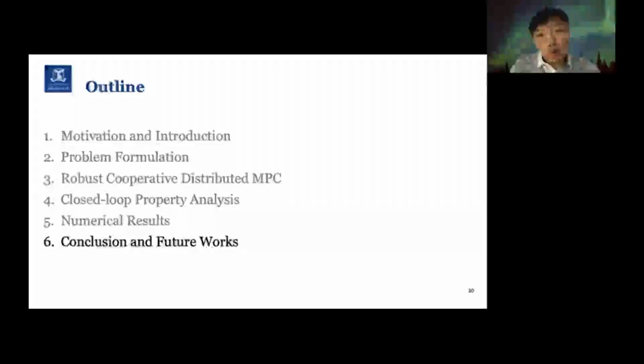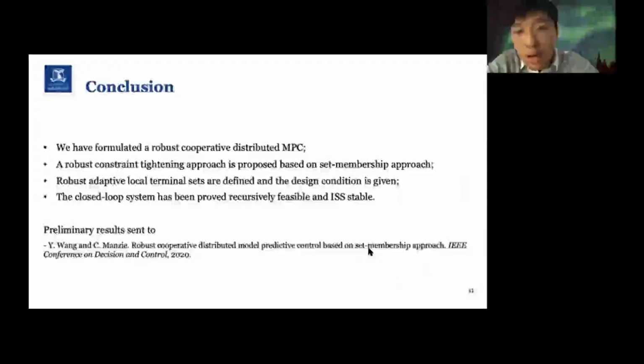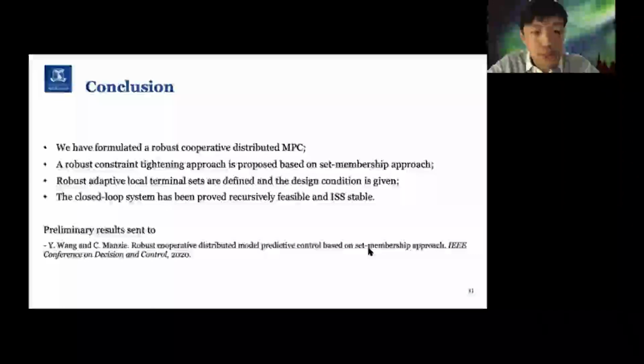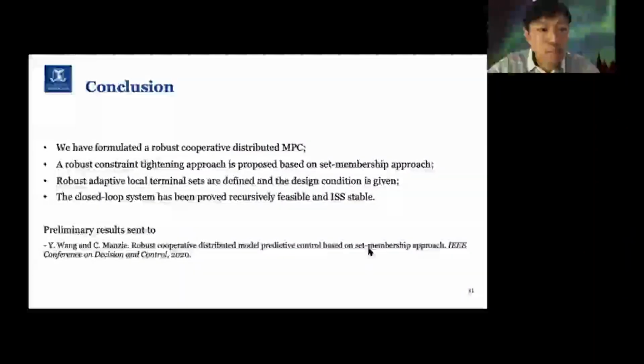So finally, I will talk about the conclusion and some future work. As a conclusion, in this project, we have formulated a robust cooperative distributed MPC, and we studied a robust constraint tightening approach based on the set membership approach. We define a robust adaptive local terminal set, and we also gave the conditions for the design. We have also proved the closed loop system to be recursively feasible and ISS stable. We have sent this preliminary result to the CDC this year, and hopefully we can discuss more there.